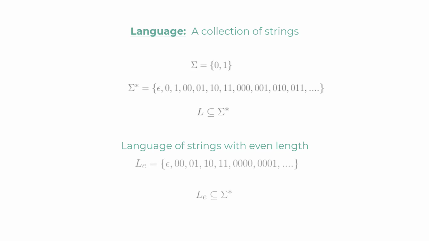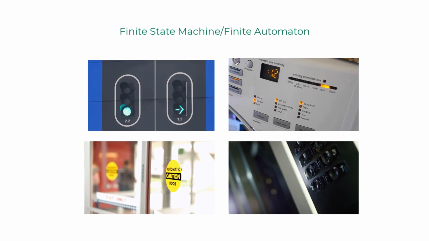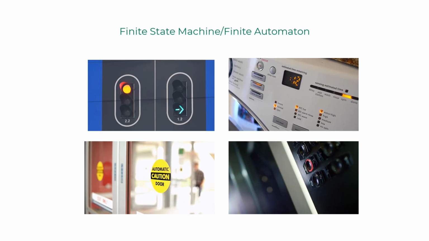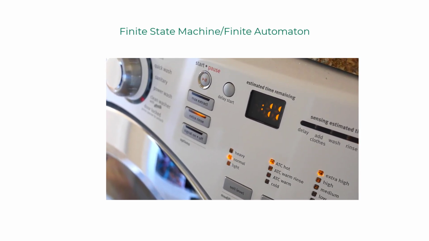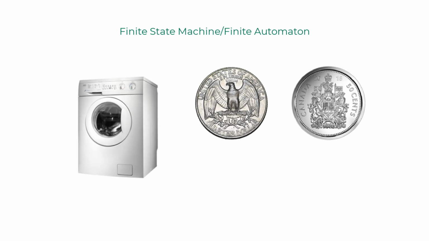Alright, let us begin our journey into the theory of computation by learning about the simplest computational model called finite state machine or finite automaton. Finite automata are good models for computers with extremely limited memory, like traffic lights, household appliances, automatic doors, elevators, and many more. We shall look at the example of a coin-operated washing machine that accepts US quarters and Canadian 50 cents.